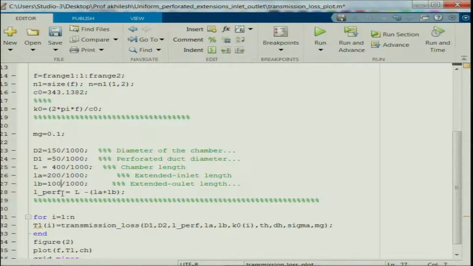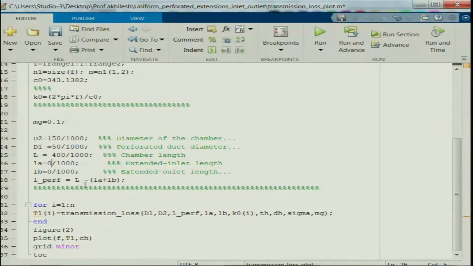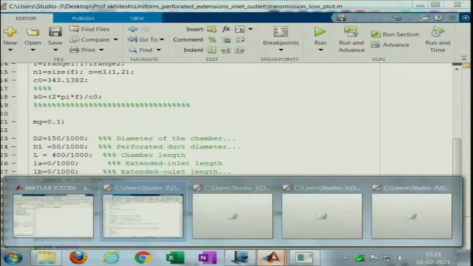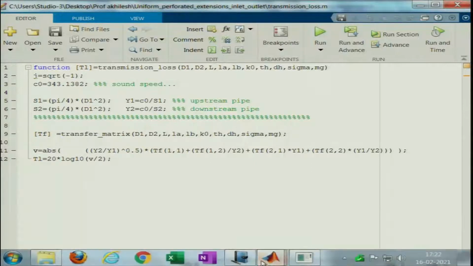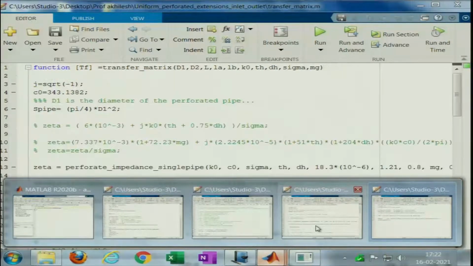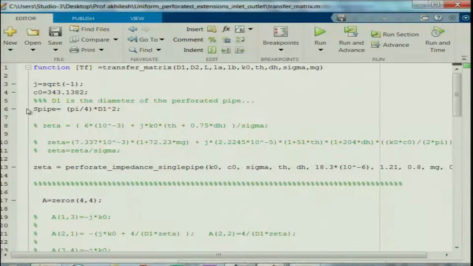Now, perforated length is the difference of the extension length and this one, and actually what I would do is put this as 0 initially, and similarly this also is 0. So, we really have a CTR with no extensions, and this function calls in the transmission loss file, which is basically nothing but a thing to compute the value. So, this is nothing new in this code, this always has to be used, but the main thing is your transfer matrix. So, this is the key thing.